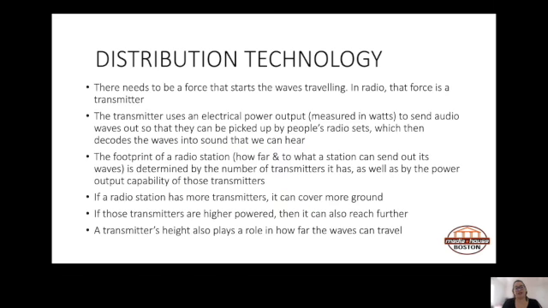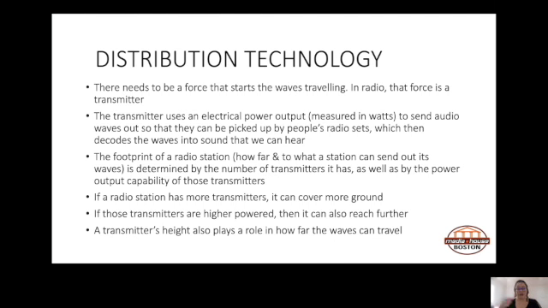So for people to hear sounds, there needs to be a force that starts the waves traveling. So they need to get started somehow. In radio, that force is called the transmitter. So how it works is the transmitter uses an electrical power output measured in watts to send audio waves out so that they can be picked up by people's radio sets, which then decodes the waves into sound that we hear.